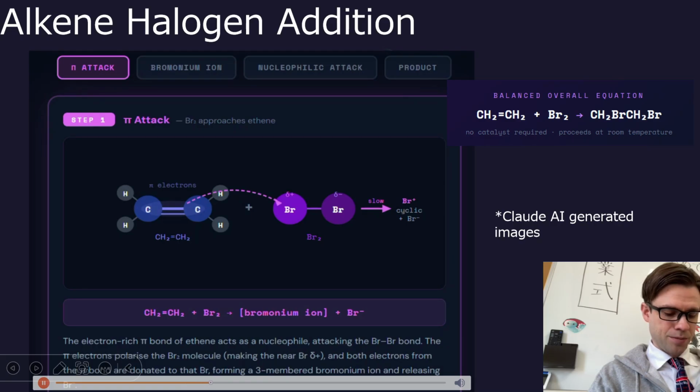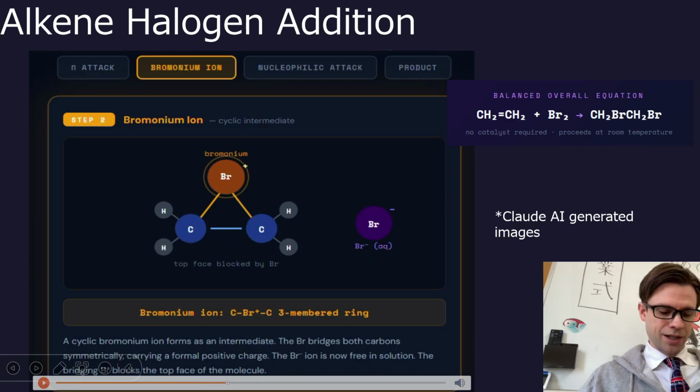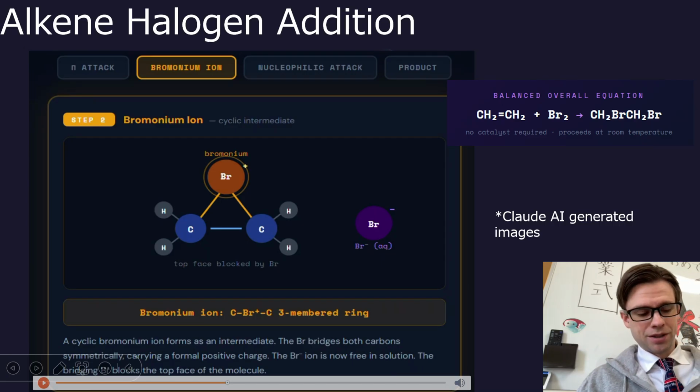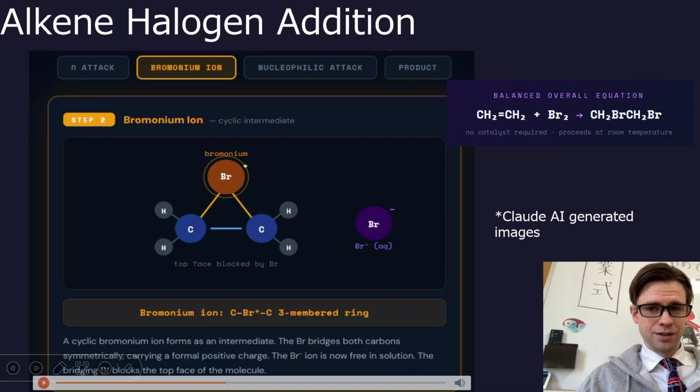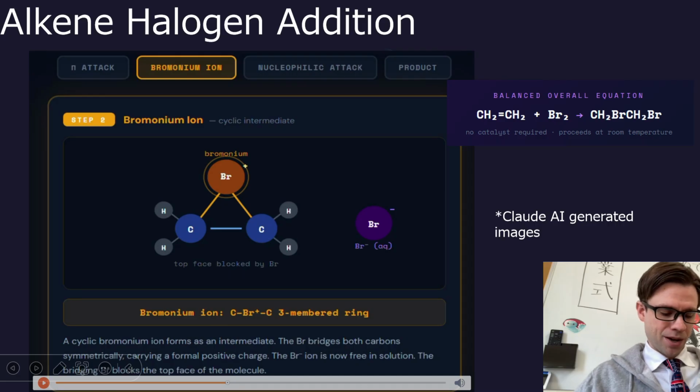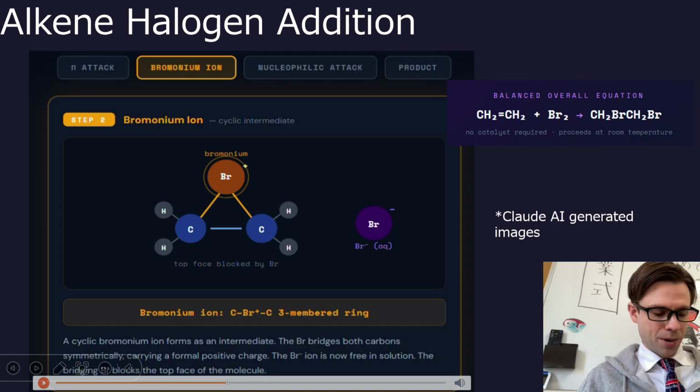One of these Brs in the Br2 will leave. It'll take that electron pair that was between them and become Br minus. And the other one will actually form this triangular structure. It's called a bromonium ion. I don't really see this in the IB textbook, so you don't need to know this, but it is interesting and it is true. And one of the professors I studied with at university was the person to discover this, so I have a special interest in the bromonium ion.